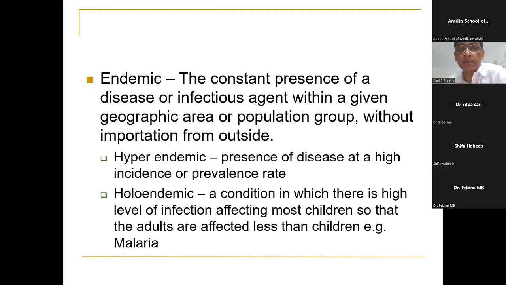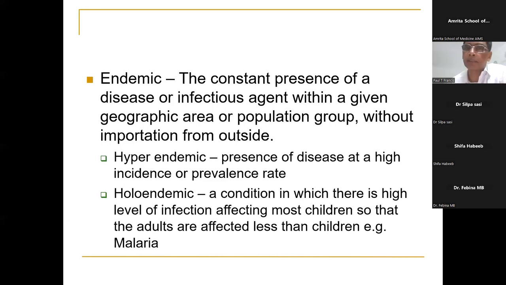Endemic is a disease where there is a constant presence of an infectious agent or a disease within a geographical area or population group without importation from outside. So you may not find the disease all the time, but the organism is circulating in that community. So sooner or later, somebody will get the disease. But by and large, you will find someone or other suffering from the disease.